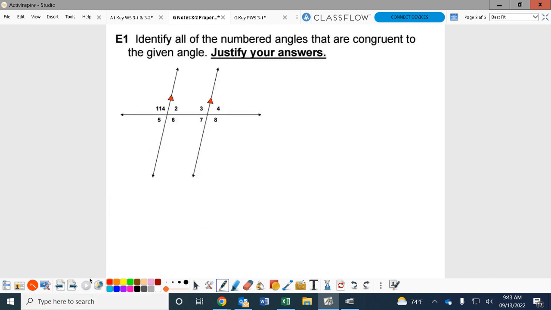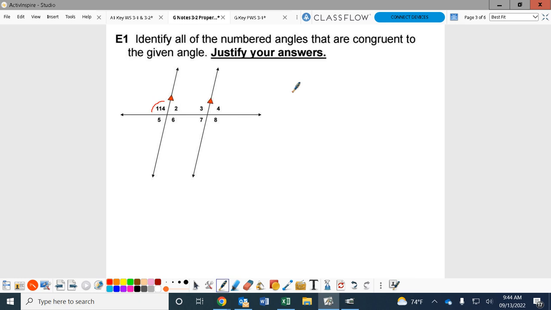We've got these two parallel lines. That's how you show parallel lines, guys. You're going to see these little triangles on them. Instead of putting little tick marks, they put triangles on them. That shows you these two are parallel to each other. It's another way to show that lines are parallel. It says right here that you've got to identify all of the numbered angles that are congruent to the given angle. The given angle right here is 114. I need all the other angles that are going to be the same as 114.